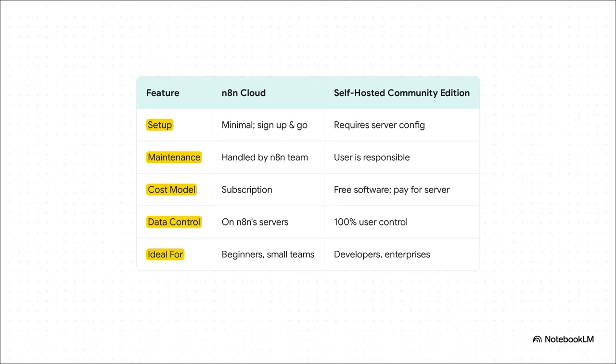Look, n8n Cloud is all about convenience. You sign up, you start building. Done. The self-hosted Community Edition, on the other hand, is all about control and, potentially, cost savings. You get total control over your data and your setup. It really is that classic trade-off, convenience versus control.